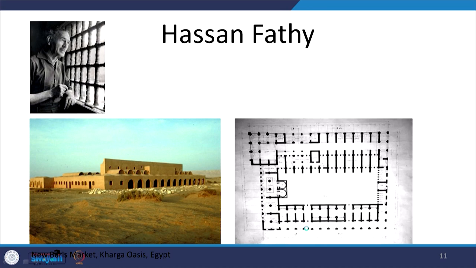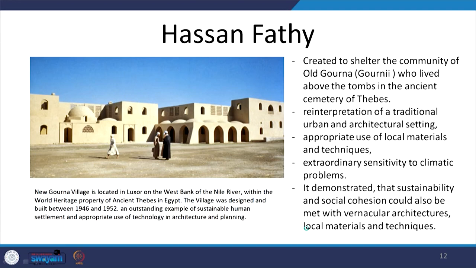For example, adobe, this earth, which was abundantly available and also performs very well as far as thermal efficiency is concerned. So the architecture of Hassan Fathi was actually very sensitive, and it has all the characteristics of sustainable architecture which we have seen just now. It is resource efficient. It uses the resources which are available to the common man, the adobe, the boulders, the bricks out of these, and along with that it continues forward. It takes lessons from the traditional wisdom, carries it forward.